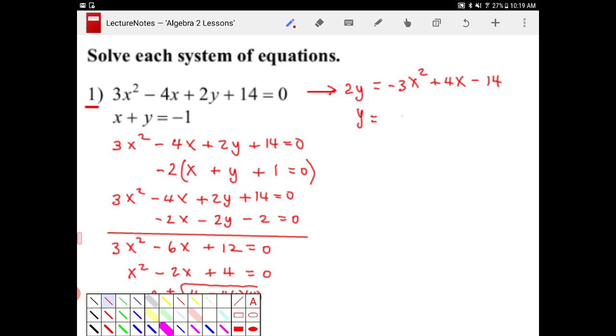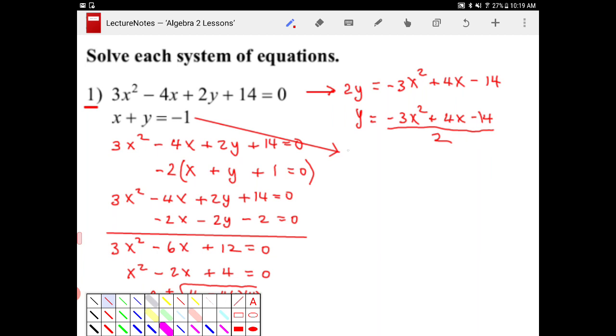Or y is equal to negative 3x squared plus 4x minus 14, all divided by positive 2. And then the second equation, which is this guy over here, will become y is equal to negative x minus 1. All right, so let's go to our graphing calculator then.